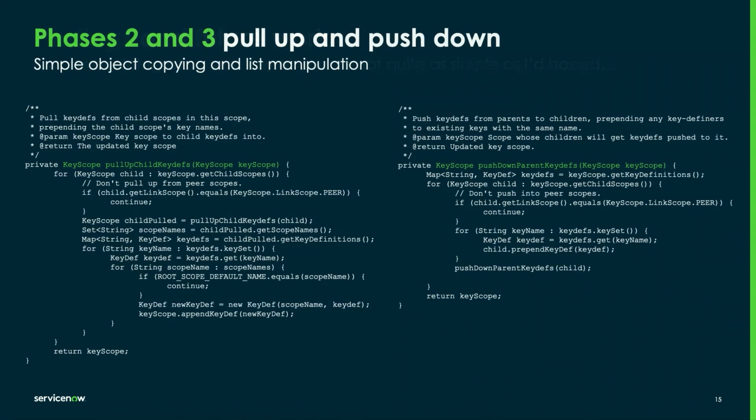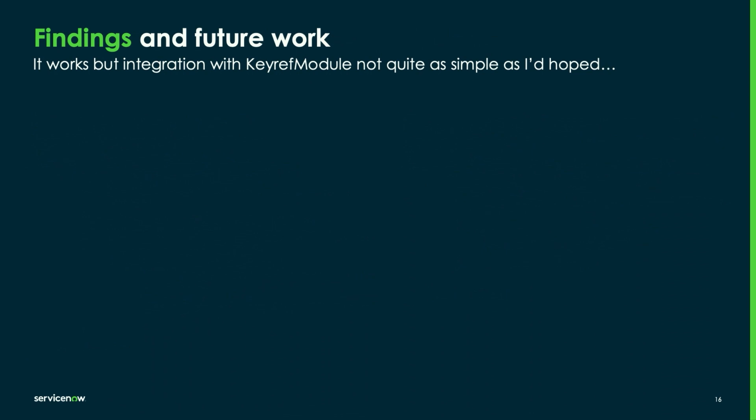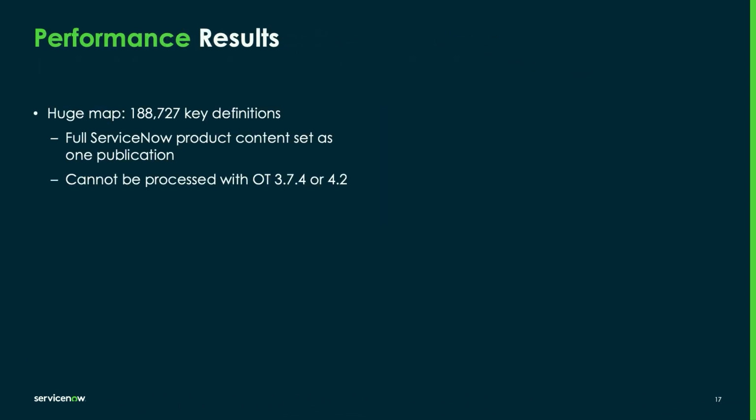Now, to be fair, Yarno's code is 2 or 3 lines because he uses that map reduce stuff. But this is what I understand. All right, so my performance results. We have this huge map with 188,000 plus keys. It's a full ServiceNow product content set as one publication.